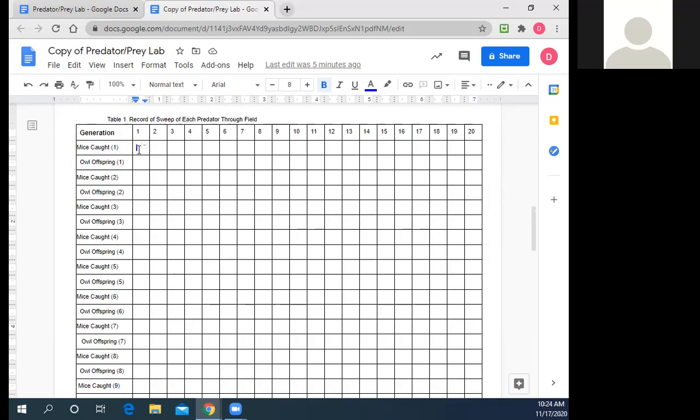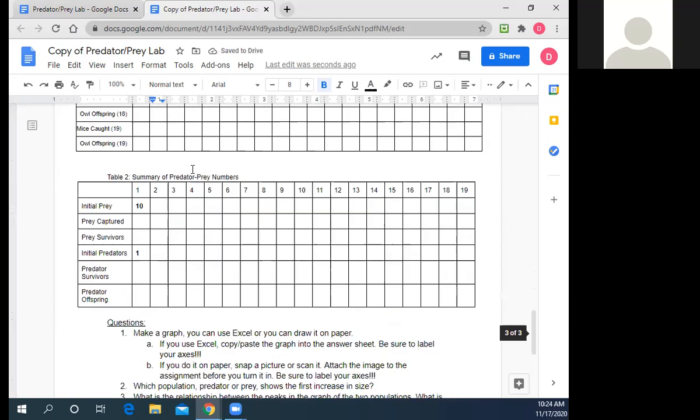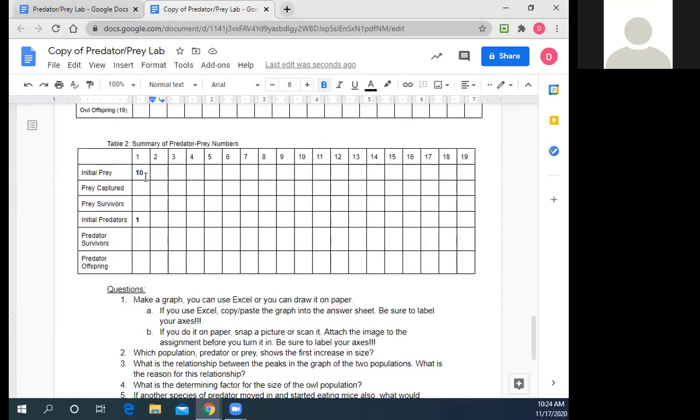So for mice caught, I'm actually going to put 0. For owl offspring, I'm going to type a 0. I'm going to scroll down to table 2. My initial prey was 10. Prey captured was 0. Prey survivors, 10. Predator survivors, none. Predator offspring, none.